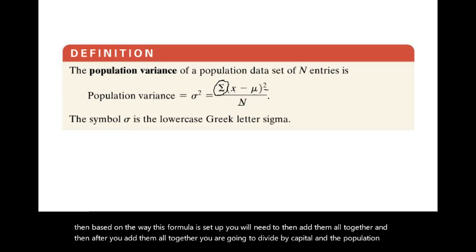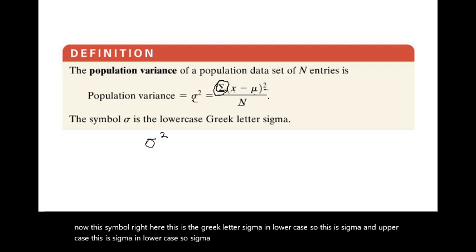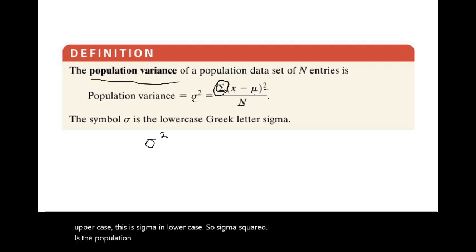Now, this symbol right here, this is the Greek letter sigma in lowercase. So this is sigma in uppercase, this is sigma in lowercase. So sigma squared is the population variance. And that's the symbol we use for population variance.